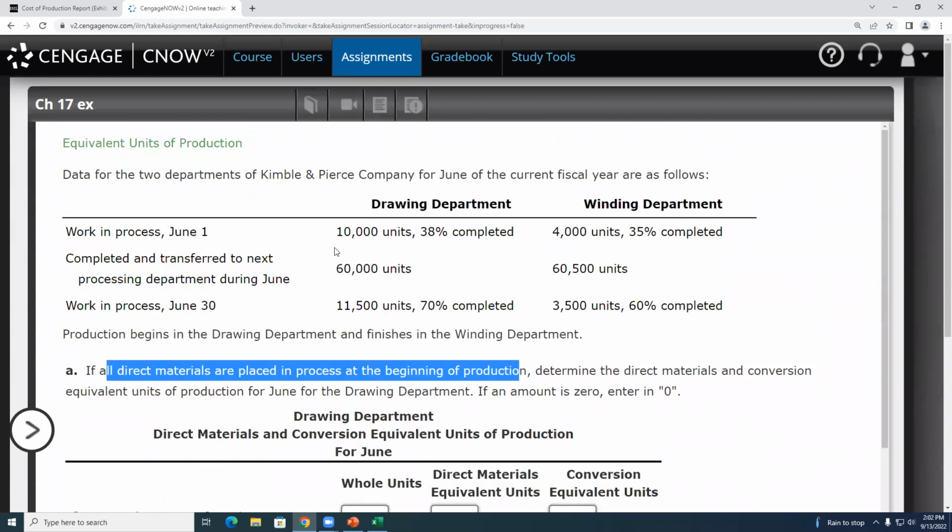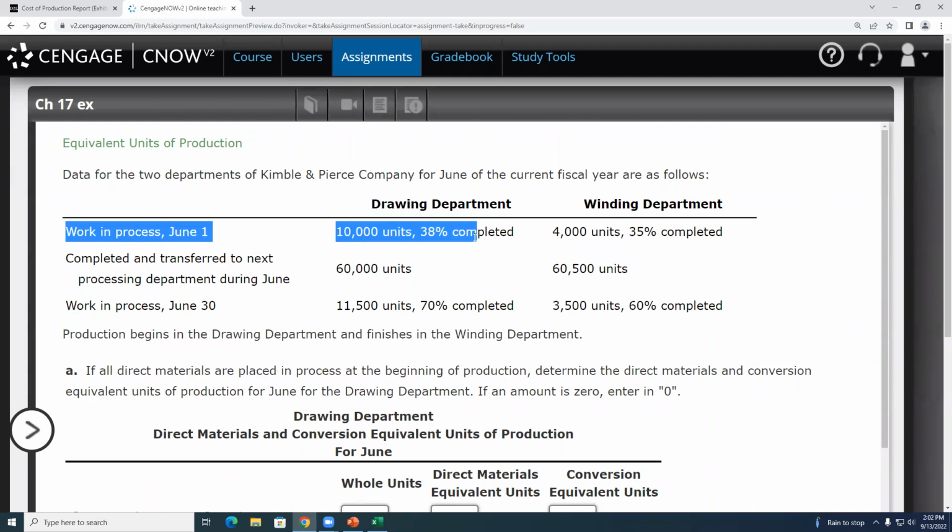So what does this mean in the context of this problem, the way we're given this information? Let's go back here to our work in process at the beginning of the month. It tells us that as of the open of business on June 1st, beginning of the month, we were already working on 10,000 units. Those units were started in May. What that means is all the direct materials for those units were added in May. So did we add any direct materials to those in June? No, we already had all the direct materials in and we were working on them.